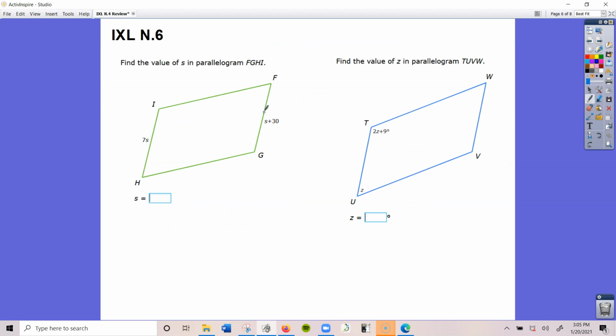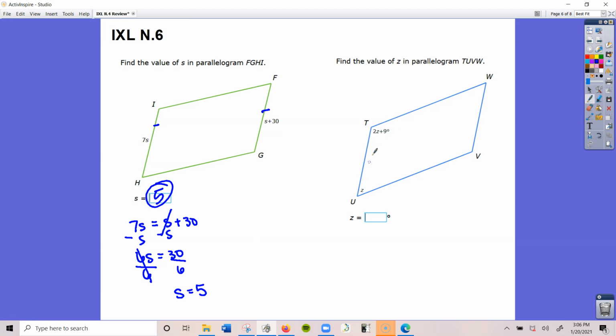Remember that opposite sides here are congruent. So that means that 7s would have to equal s plus 30. So we use this equation to solve for s. I'm going to have to subtract this s here. So 6s is equal to 30, and then divide by 6. So s is equal to 5.